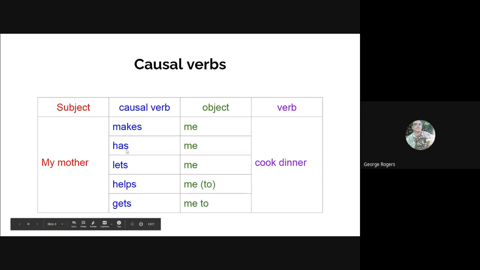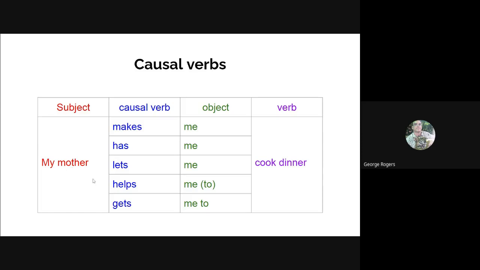So let's look at have. My mother has me cook dinner. A little bit different than make, it means they might have asked me to cook dinner. Next one, let. This might come from your younger sister who wants to learn to cook. My mother lets me cook dinner. So the mother has allowed, given permission for somebody else to cook dinner.